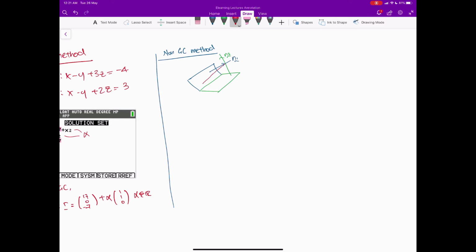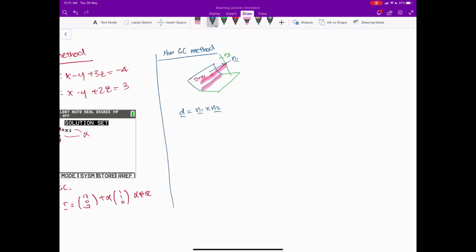Essentially, if you can visualize, you should see that this N1 cross N2 is actually parallel to the line of intersection. I repeat again: when you take normal 1 cross normal 2, the vector over here is parallel to the line of intersection, or the direction of the line of intersection. Essentially, we can say that the direction of the line of intersection is N1 cross N2.